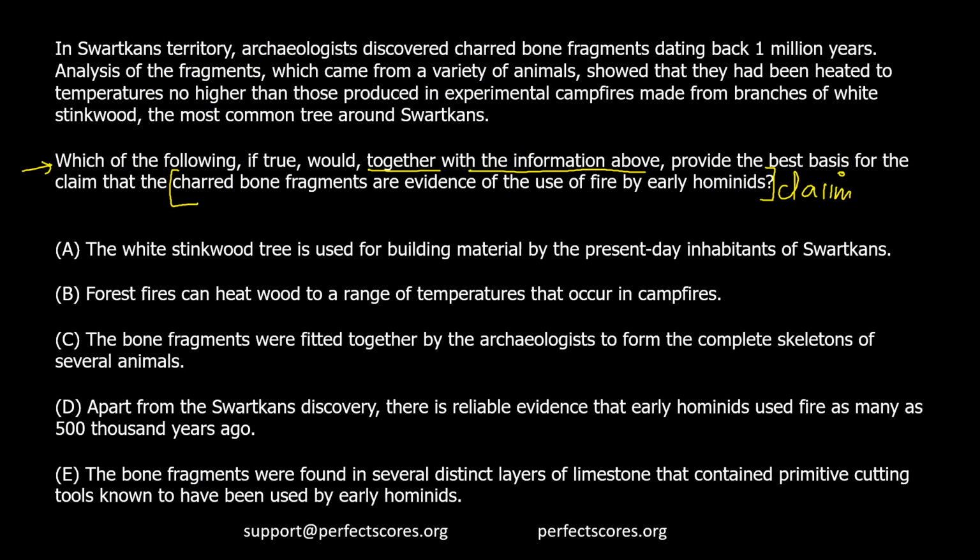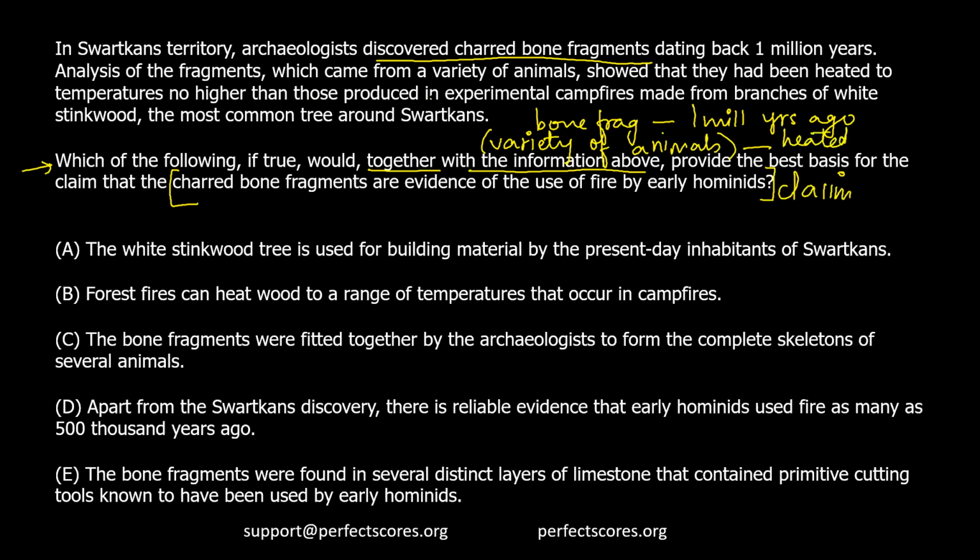In this territory, archaeologists discovered these bone fragments. So they got these bone fragments dating 1 million years ago. Analysis, which came from a variety of animals, showed that they had been heated no higher than those produced in experimental campfires made from branches of white stinkwood, the most common tree around Swartgen. So basically, they constructed a campfire and heated in that.